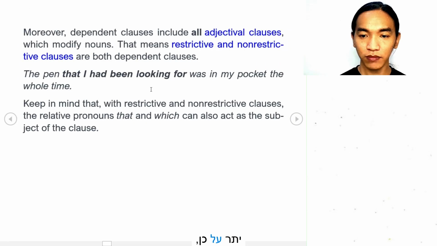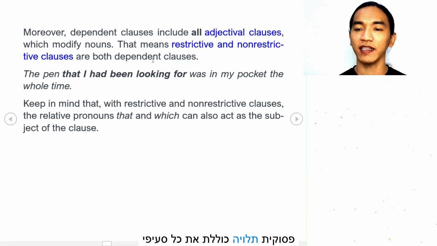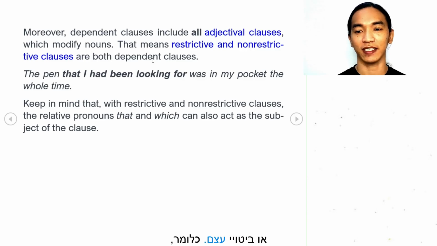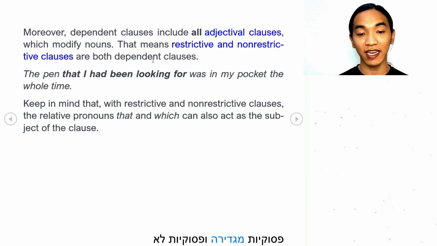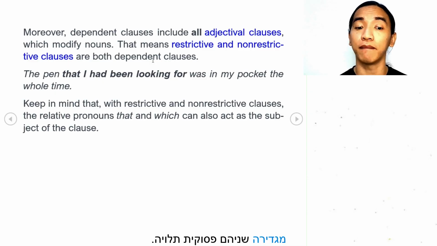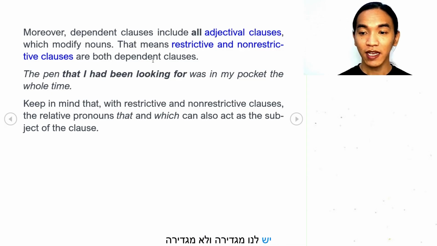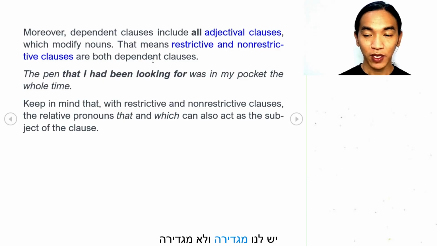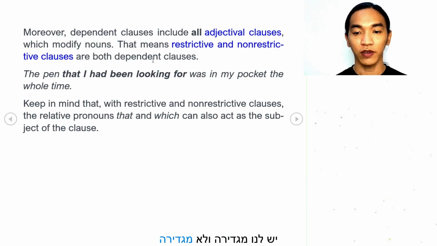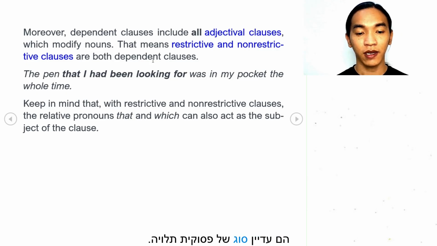Now, moreover, dependent clauses include all adjectival clauses which modify nouns or noun phrases. That means restrictive and non-restrictive clauses are both dependent clauses. So if you remember our relative clauses, we have restrictive and non-restrictive, but they are still dependent clauses.